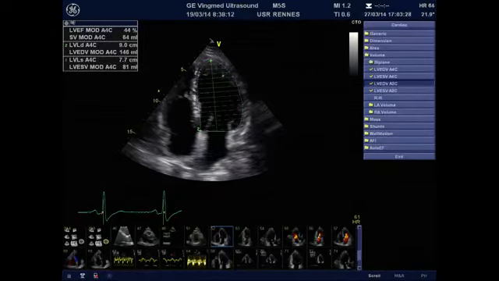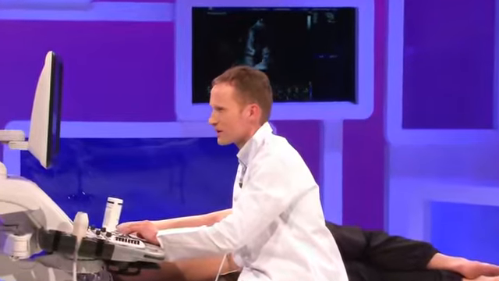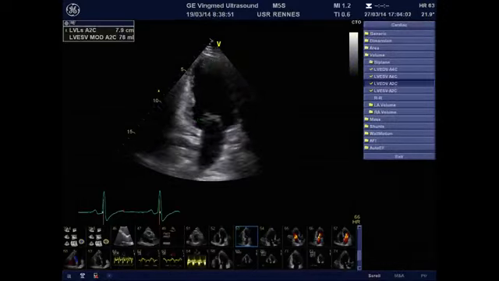Okay, I will do the same thing on the apical two-chamber view. Sometimes it's quite difficult to get a good delineation of the anterior wall, so if necessary we can use a contrast agent to opacify the LV cavity to best delineate the endocardium. But it's not necessary in this case, so I will just show you how we can contour the endocardium in end systole and in end diastole.